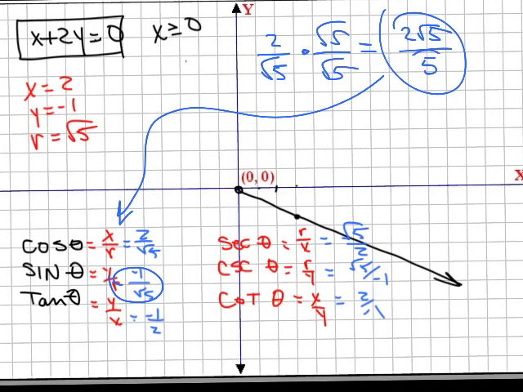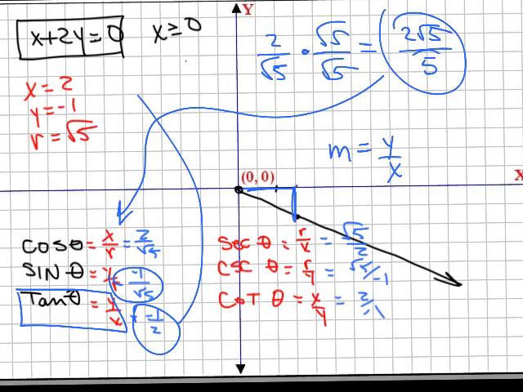Alright, one of the things that I want you to be aware of is the slope of any angle will be the tangent of theta. The tangent will always be the slope of that angle because it's y over x. If you remember, slope is y over x. The y value over the x value. So the slope of this line is going to be negative 1/2. So the slope of that is negative 1/2. Good to remember. It will come in handy in the future. So that's it for 1.3c.